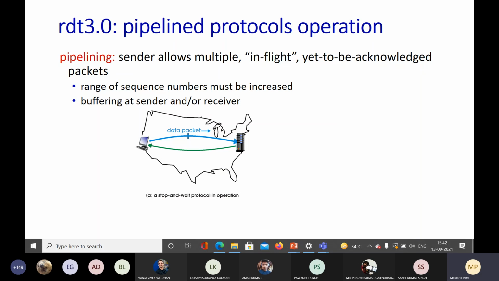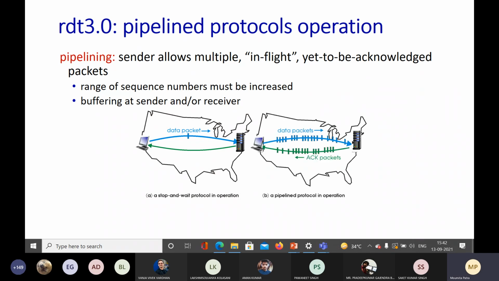Okay, so what will we need? Now we cannot work with only 0 and 1. We need a range of sequence numbers, right? And what else do we need? We need a buffer, because we are sending the packets, which will be received at the receiver side, but the sender also needs the acknowledgements correspondingly. So let's see how it will work out. This is how the pipelining is working.